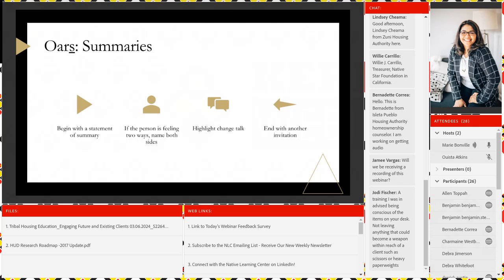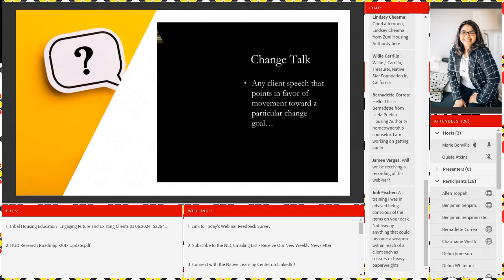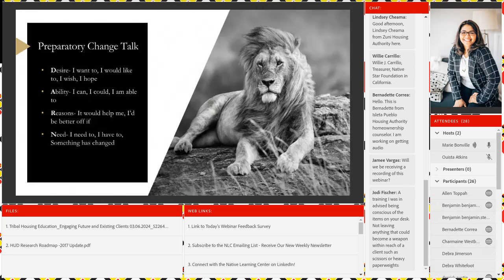So here's how change talk works, right? Any client speech that points in favor of the movement, wherever we want them to go, or we think it'd be helpful for them to go, whatever that goal is, if they mention it, we highlight it. And it's funny because there's another acronym. So far, I've given you PACE, Partnership, Acceptance, Compassion, and Evocation, and ORS: open questions, affirmations, reflective listening, and summaries, right? So my third and final, I swear this is the final one, is DARN CAT.